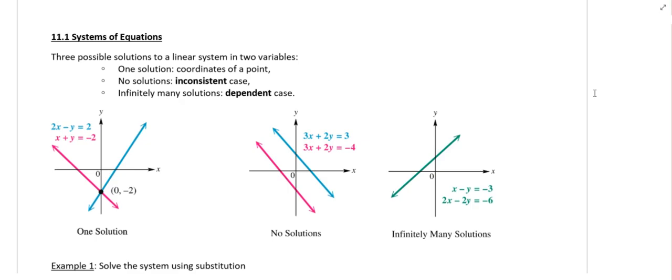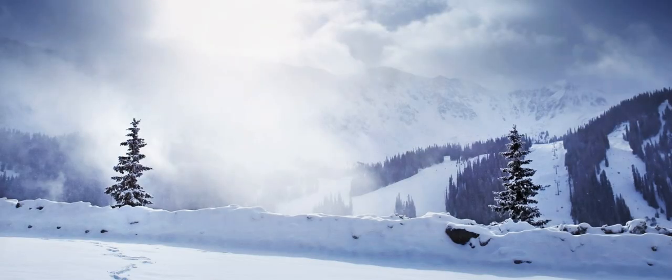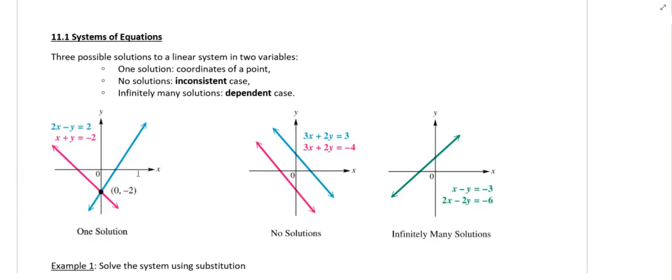Okay, we're taking a look at 11.1 systems of equations here. So we have systems of equations in two variables. We're just going to review that quickly here. You have three different scenarios.